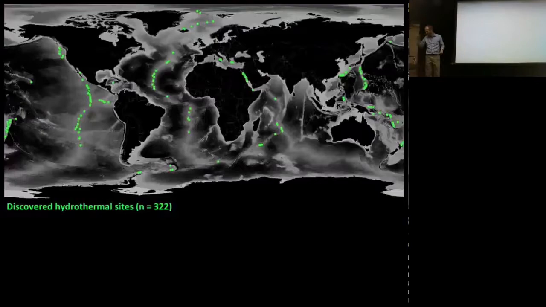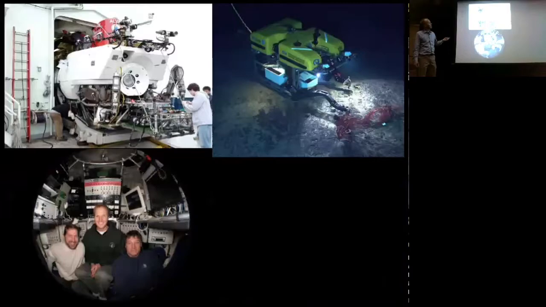Once you find something like that on a map, you then want to take samples of it, or you want to take photographs or video images of it. How do you do that? Well, these are manned submersibles. This is Alvin, which belongs to the United States. And this can dive down to about 6,000 meters.